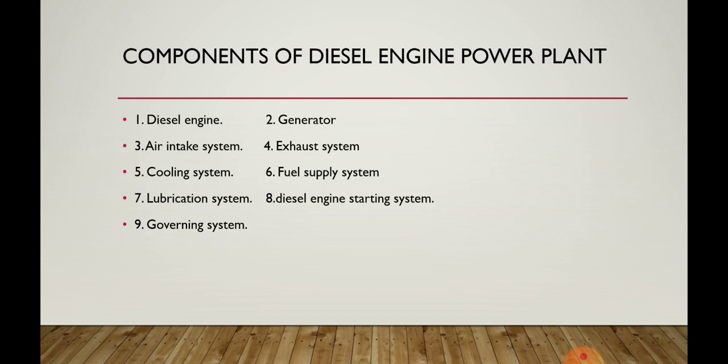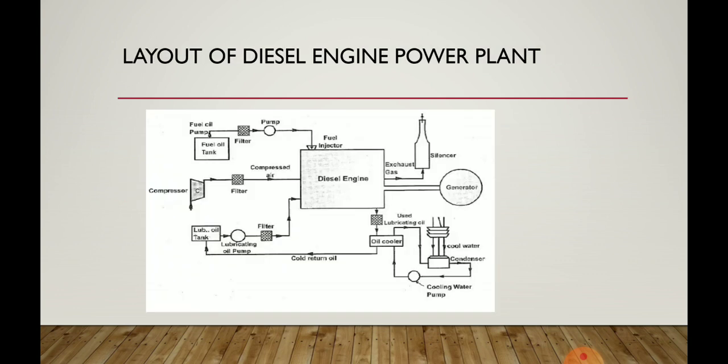And the last one is the governing system. The governing system is used to maintain the speed of the engine at a constant level at various loading conditions. So these are all the important parts of the diesel engine power plant. Here all the parts are described in the layout of the diesel engine power plant.